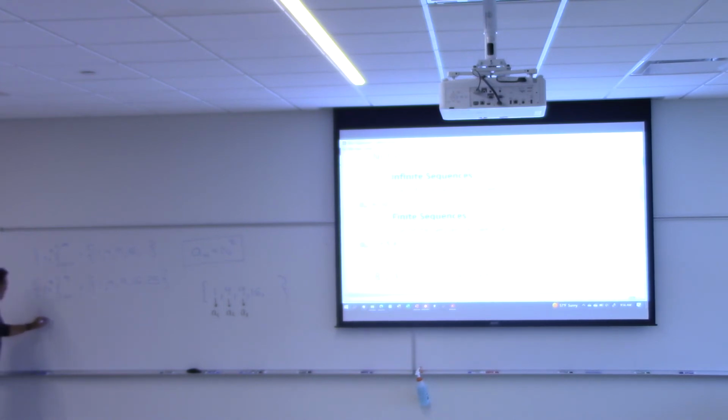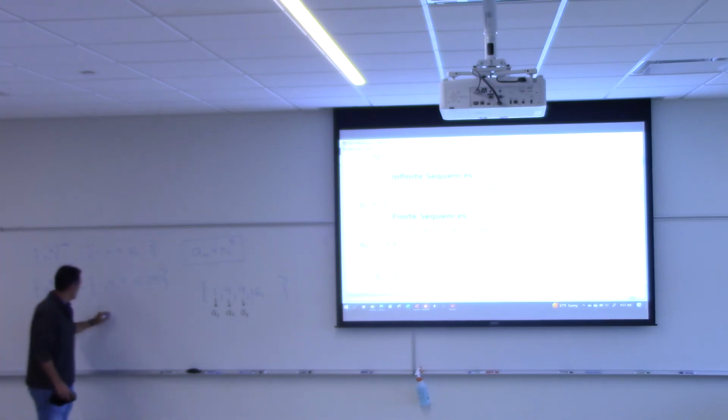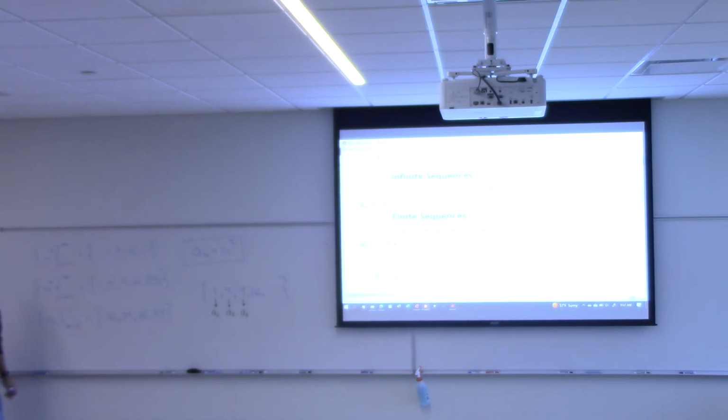What about this? I can control where to start. If I want, I can start at 4 and stop at 7. What would this be? 16, 25, 36, 49, right? That would be a finite sequence. But I've started it at a different place, at 4 and stopped at 7.